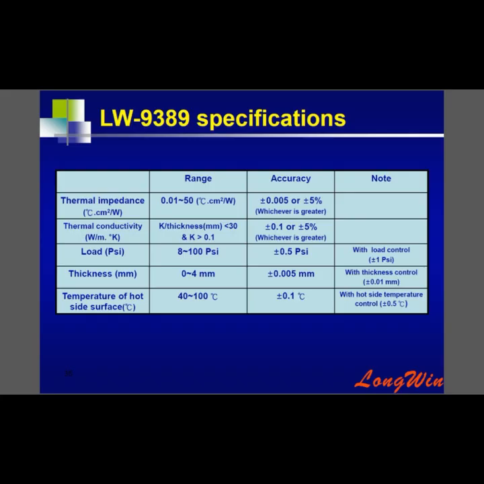For the temperature range, we only define the hot surface temperature. The suggested range is from 40 to 100 degrees C. The measurement accuracy, 0.1 degrees C, and the temperature control accuracy, 0.5 degrees C. That will be all for the specification of Longwing's TEAM tester.